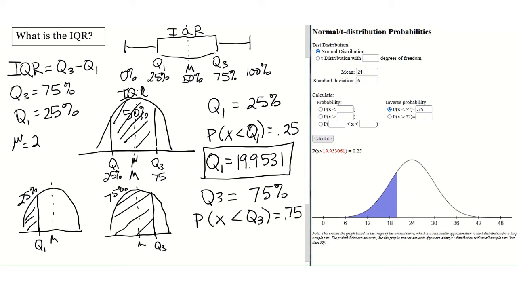Let's say we're given a mean of 24, standard deviation of 6, so that we're staying consistent with all of the problems that we have solved so far. Let's go ahead and hit the calculate button, and that is going to give me my value of 28.0469. So this is my Q3.